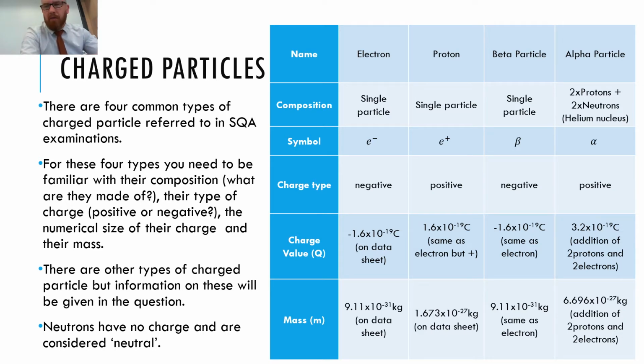And finally, an alpha particle is made up of 2 protons and 2 neutrons, and those who do chemistry will know that's a helium nucleus, and it's given a symbol alpha. It's positive and it has quite a large mass because it's got 2 protons, and so it's not 2 protons and 2 electrons, it's 2 protons and 2 neutrons.